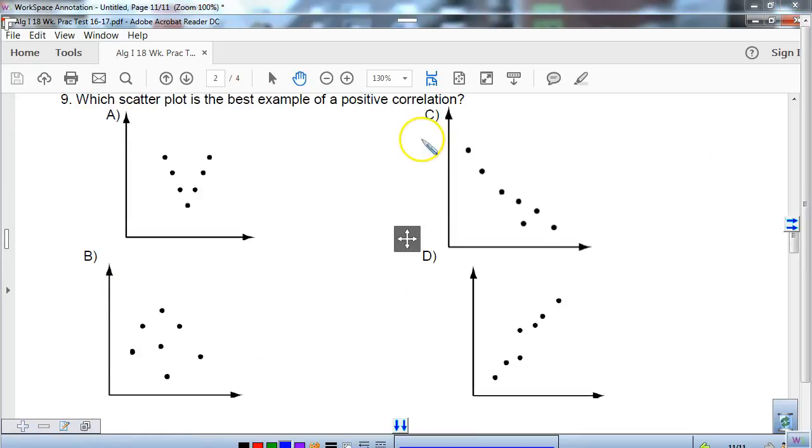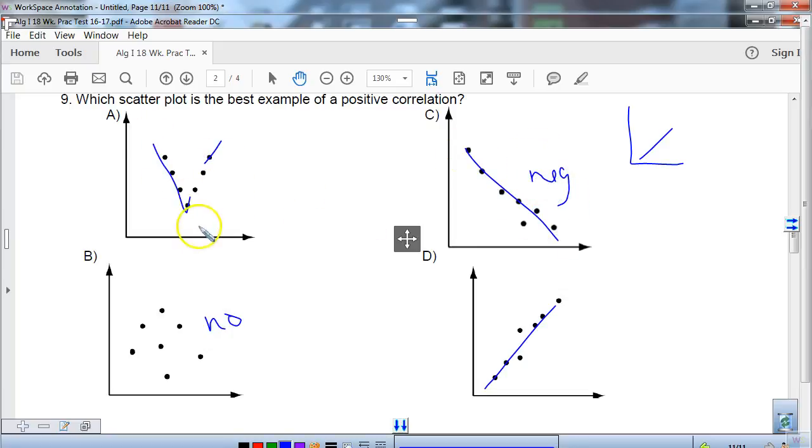Number 9 asks which scatter plot is the best example of a positive correlation. Now, positive correlation is just something that slopes upward, and it looks here like D is the only one of those. This looks like no correlation. This one is a negative slope. That would mean negative. This one's kind of a weird V shape. That's probably also no correlation. So D is our answer here.